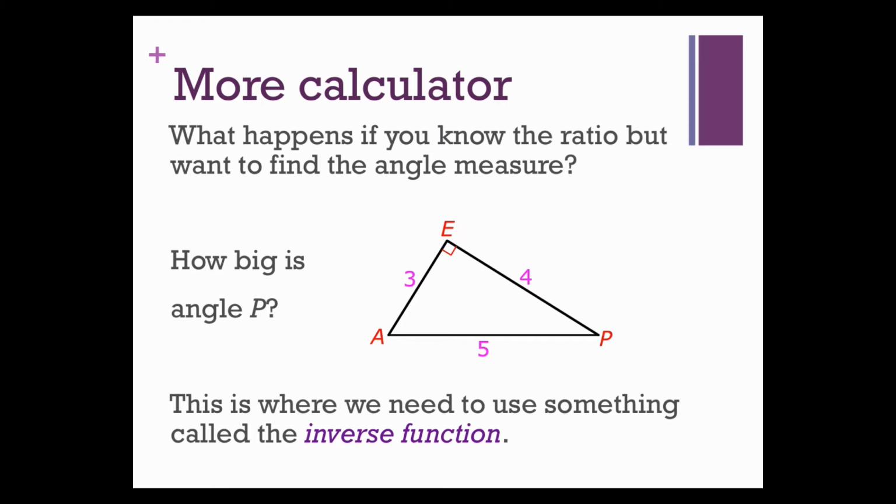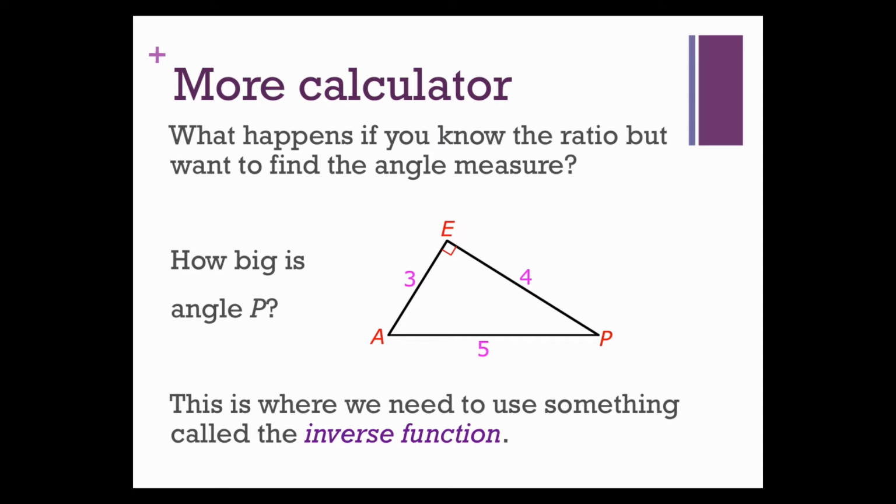They are complementary, which means what? They add up to 90 degrees. Good. So eventually we're going to figure out, in probably another hour and a half, how big angle A is. And then once we get angle A, if we take that value and subtract it from 90, we'll get angle P. Okay, so how do we do that?